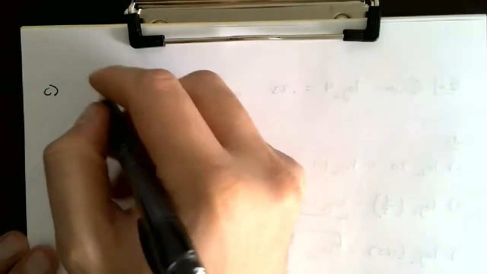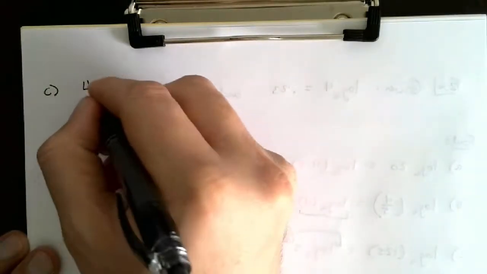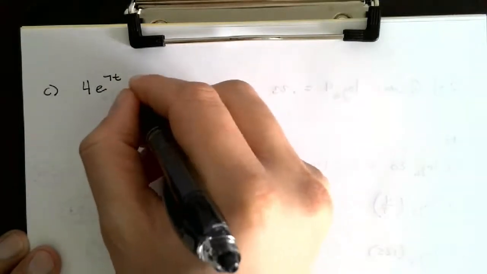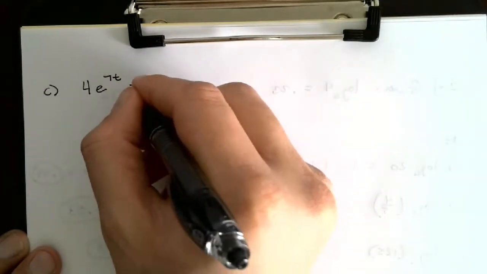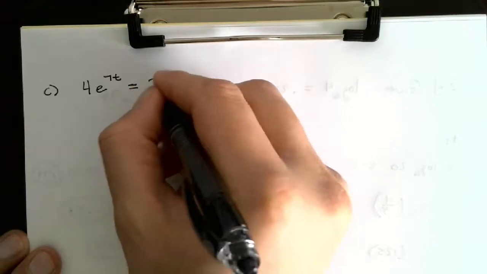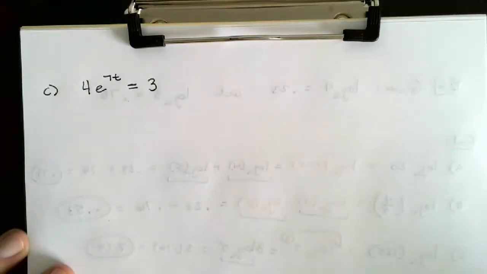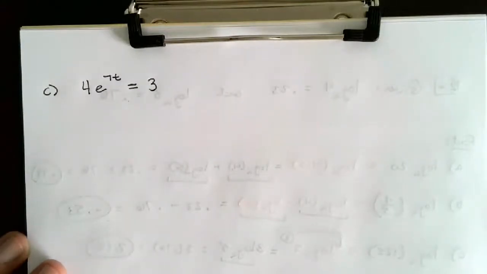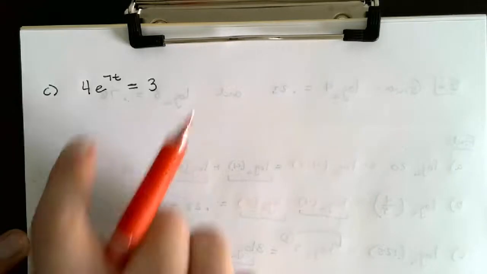So if I said, I'll call this letter C, if I wanted to have 4e to the 7t equals 3. I'm going to solve that for t. In this case, the exponential is not isolated because we have a coefficient in front of 4. So the first thing we want to do to isolate the exponential is remove that coefficient.